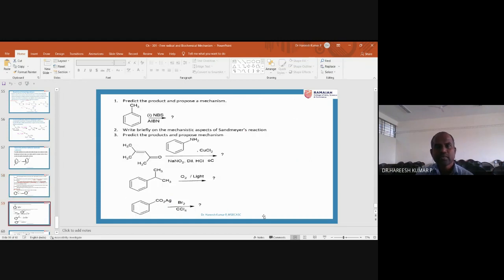The first one: predict the product and propose a mechanism. Here NBS is used and AIBN is the radical initiator. And what is the substrate?